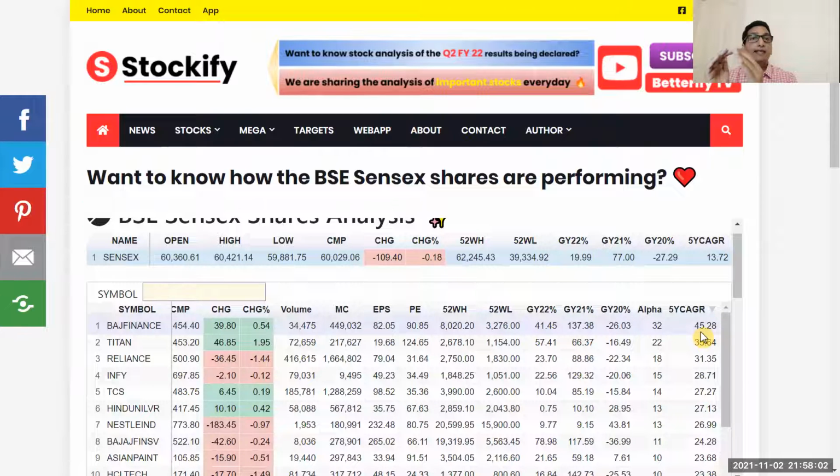So it is increasing at a compounding growth rate of 45%. And in the same way, Titan is increasing by 35%, Reliance by 31%, Infosys by 28%, TCS by 27%, and Hindustan Unilever by 27%. So one can identify on the basis of 5-year CAGR, or one can also identify by alpha value. Bajaj Finance is giving the highest alpha when it comes to, let us say, BSE 30 shares.